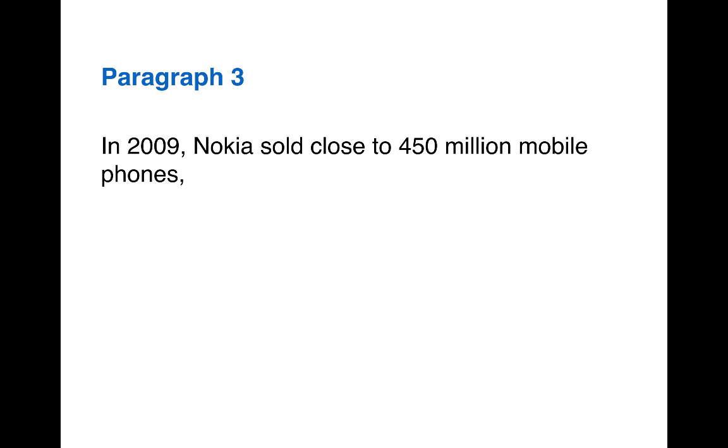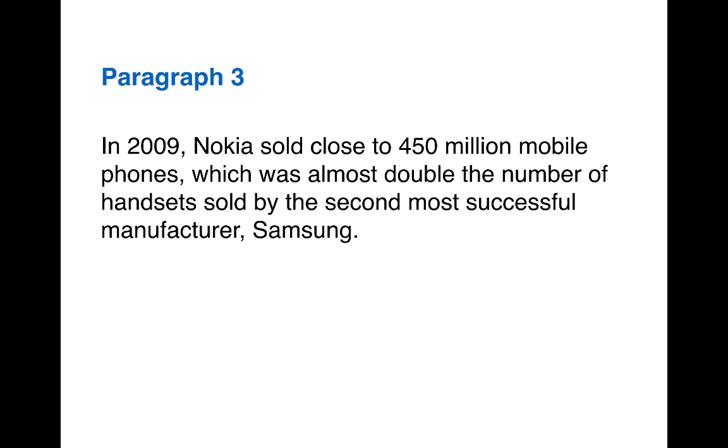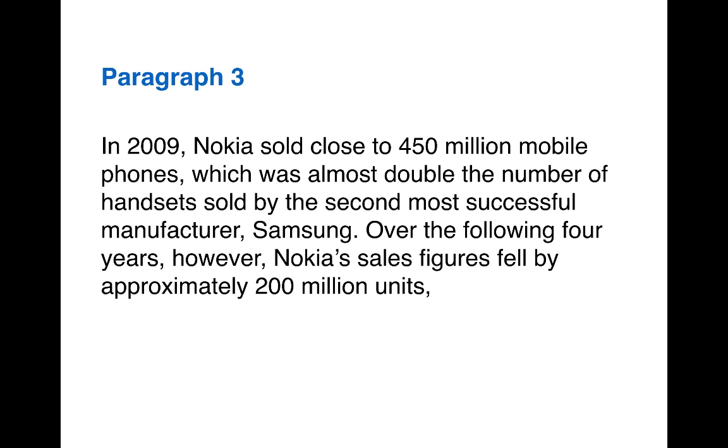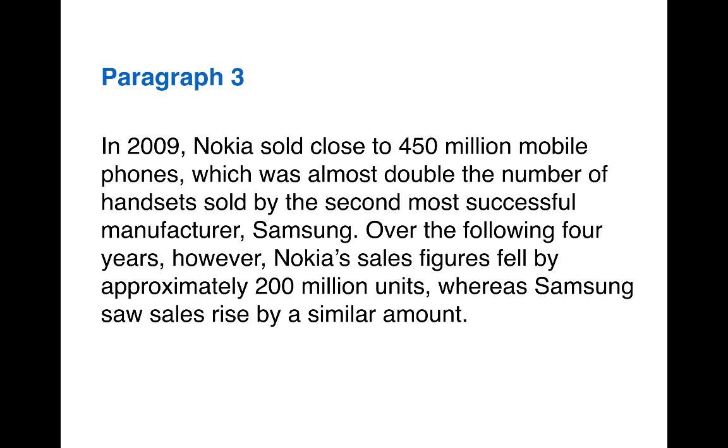In 2009, Nokia sold close to 450 million mobile phones, which was almost double the number of handsets sold by the second most successful manufacturer, Samsung. Notice I've used the word handsets in there, that's just another word for mobile phones. Moving on. Over the following 4 years, however, Nokia's sales figures fell by approximately 200 million units, whereas Samsung saw sales rise by a similar amount.